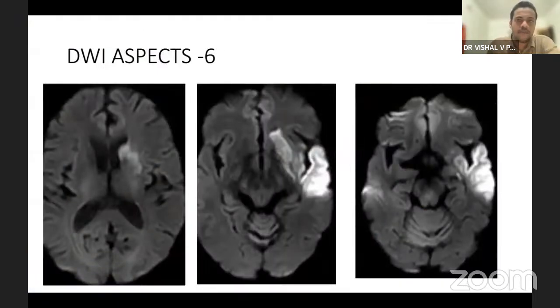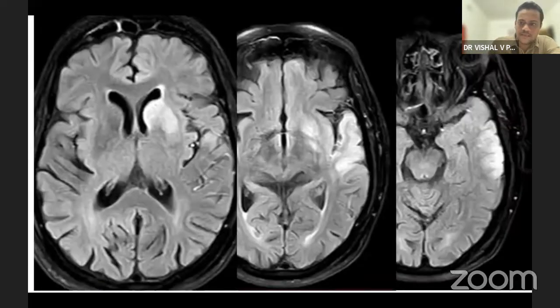The patient was taken up for MRI, and this is the diffusion weighted imaging. You can see there is involvement of the caudate nucleus and lentiform nucleus, and the lentiform insular cortex also, and the M2 segment of the operculum is also involved. So his diffusion weighted ASPECTS comes around 6. And this is the FLAIR scan, which also shows similar changes in the caudate, lentiform nucleus, insular cortex, and the opercular region.